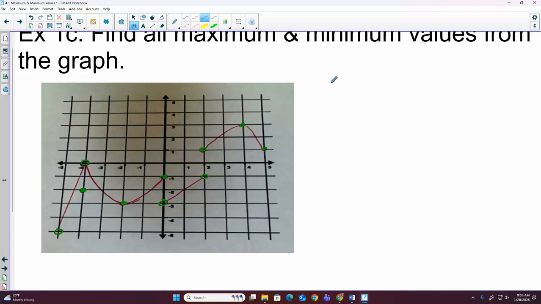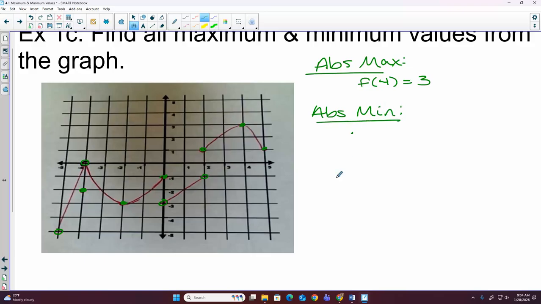All maxes and mins. So let's just start with our absolute. Absolute max. What is the highest point on this entire graph? You can write it as an ordered pair or if you did function notation, f of 4 equals 3, either way. So this point right here is the absolute highest.